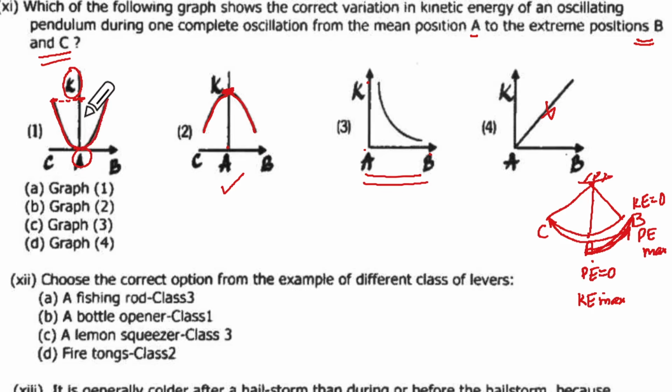This one, I made a mistake. The kinetic energy here, A, is showing minimum. But this will be which one? If A is showing minimum energy, so it would be a potential energy. So potential energy would be like this and kinetic energy would be like this. Understanding, right?